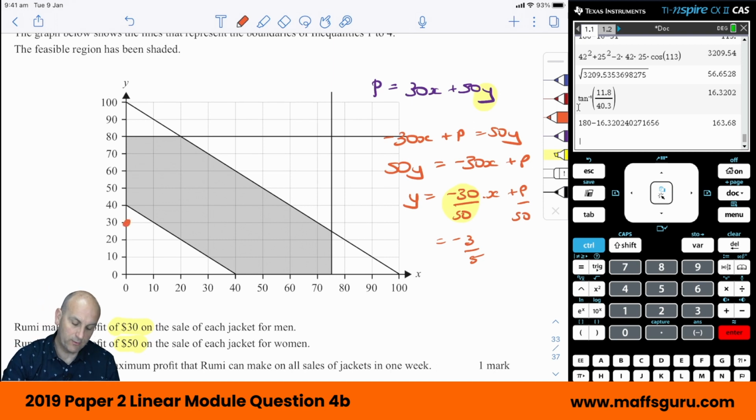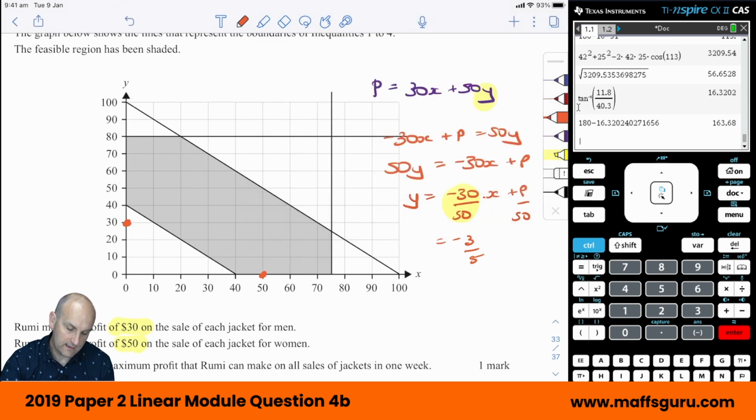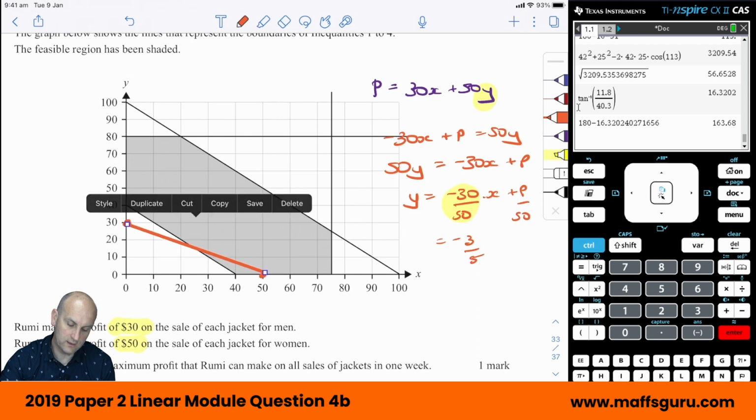So I'm actually going to put a point here at 30 and a point here at 50. And I'm going to make my line a lot thicker and connect those two together. Oh, that was a bit thicker than I actually needed. I'm going to show you why, because this is the sliding line method, or whatever it's called.